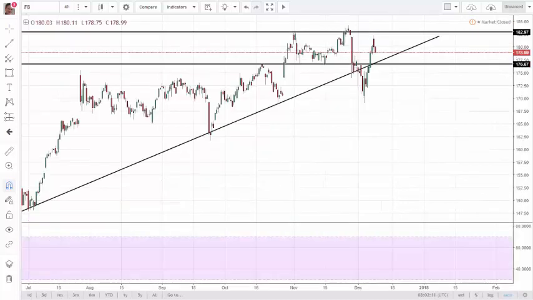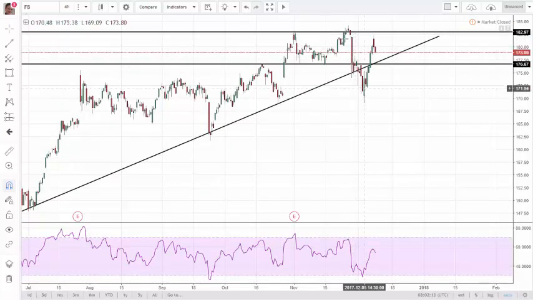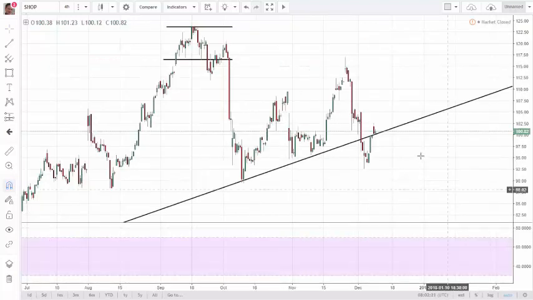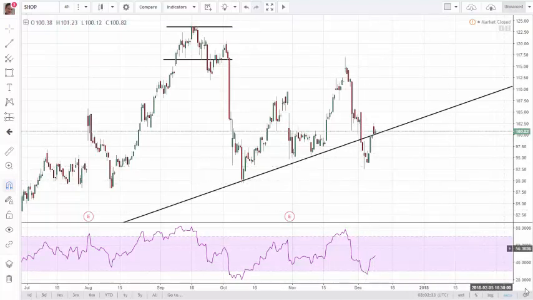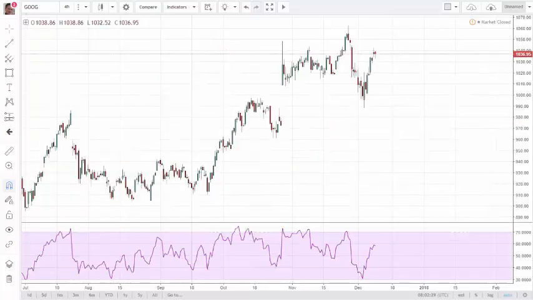The big ones, Facebook, same thing. This one pulled the Nasdaq down. So maybe a touch of the trend line, and we will continue back up again. Same thing for Shopify. Pretty much the same behavior as Facebook. Google, one of the bigger ones. Apple, of course. All kinds of stocks that pulled the Nasdaq down. Quite a similar pattern, as you can see.